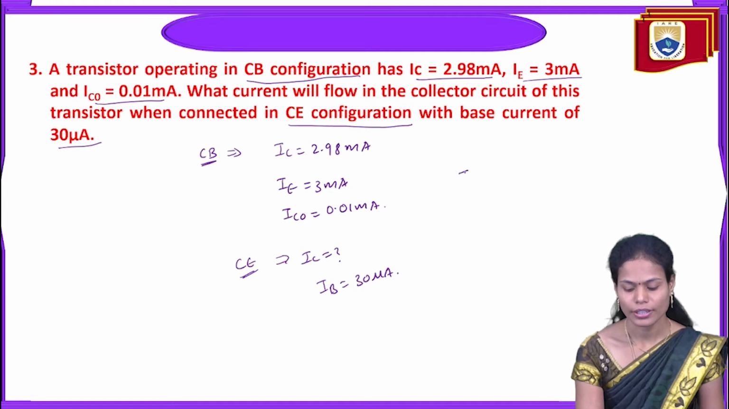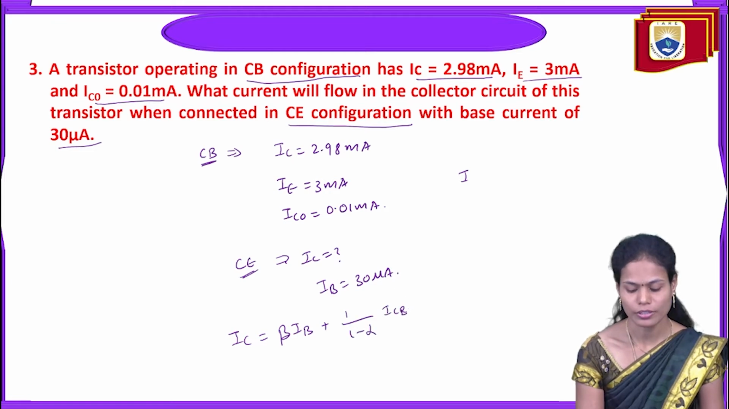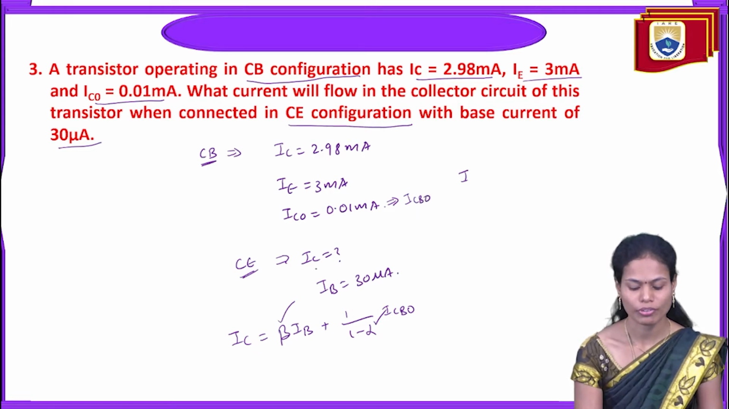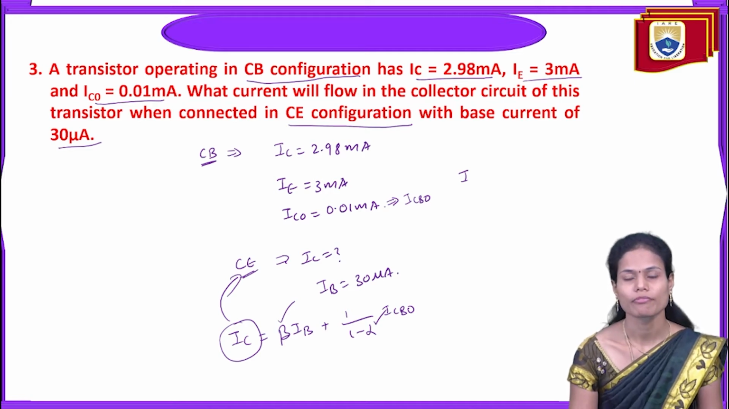The collector current equation in the common emitter configuration is beta into IB plus 1 by 1 minus alpha into ICBO. Okay, so from the given parameters we can find the beta value and the alpha value, and ICBO is nothing but the ICO value given. If we substitute all the values, we can find the collector current in the common emitter configuration. This problem we discussed in the problems on common base configuration session.